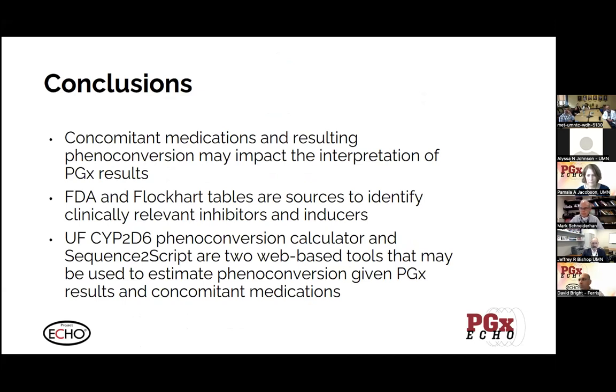To wrap up this brief introduction, I think it's always important to recognize that medications, concomitant medications, and their potential for phenoconversion can impact the interpretation of pharmacogenetic results. The FDA and Flockhart tables are good resources to identify the clinically relevant inhibitors and inducers, and the Florida 2D6 phenoconversion calculator and Sequence to Script are 2 web-based tools that can be used to estimate phenoconversion in the context of pharmacogenetic information.